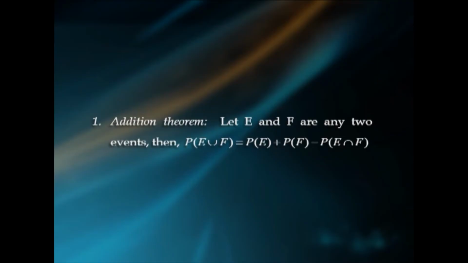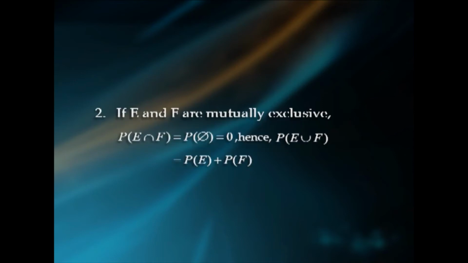1. Addition theorem. Let E and F be any two events, then P of E union F equal to P of E plus P of F minus P of E intersection F. 2. If E and F are mutually exclusive, P of E intersection F equal to P of null set, that is equal to 0. Hence, P of E union F equal to P of E plus P of F.